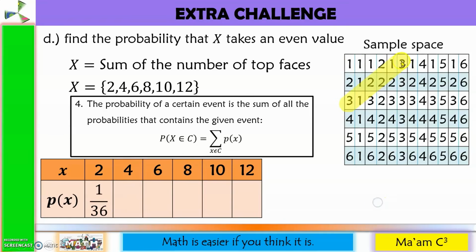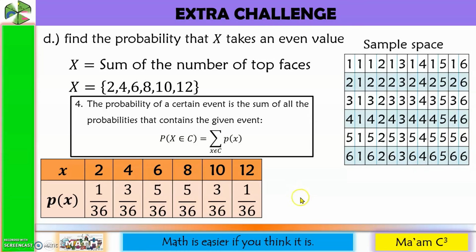Sum of 4, we have 1, 2, 3. 3 out of 36. Sum of 6, we have 1, 2, 3, 4, 5. 5 out of 36. Sum of 8, we have 1, 2, 3, 4, 5. 5 out of 36. Sum of 10, 1, 2, 3. 3 out of 36, and sum of 12, only 1 out of 36.